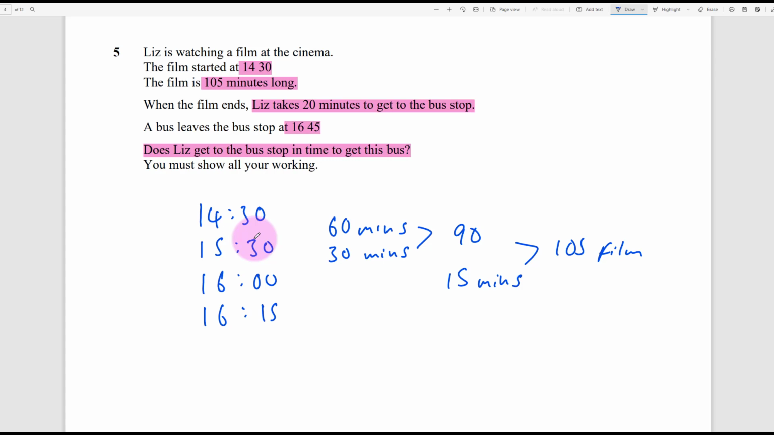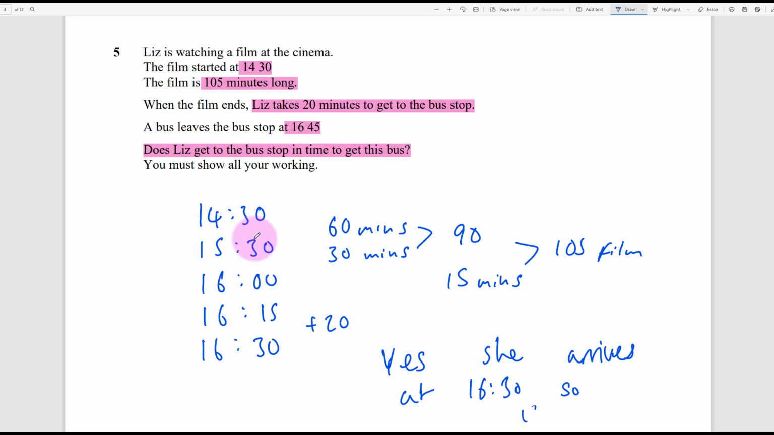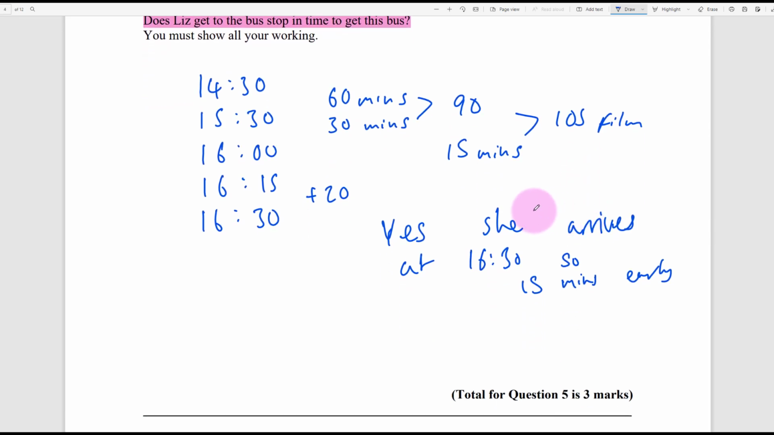It takes 20 minutes to get to the bus stop, so plus 20 here. So that's 16:30. And you can say yes, she arrives. You need your communication marks: at 16:30, so 15 minutes early. And just mention that she will be on time.